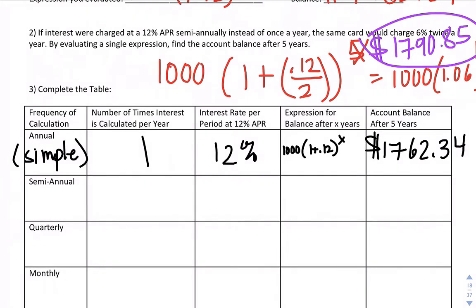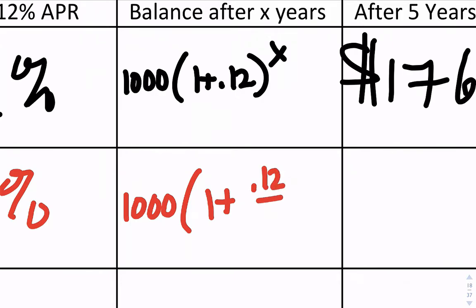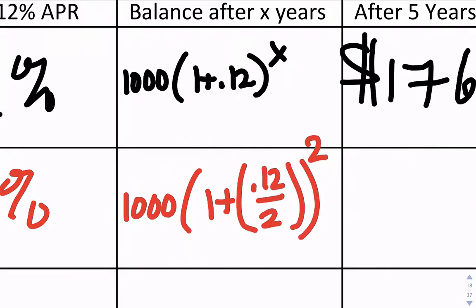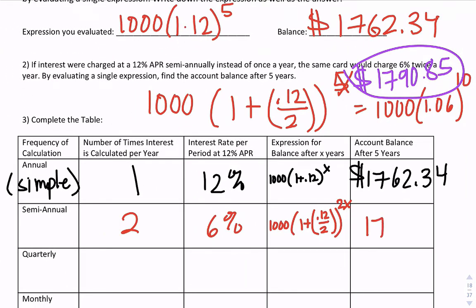Okay, and then semi-annual is twice a year. And so that's 6%. Here's the actual equation though. We have $1,000 times 1 plus the 12% divided by 2, and then it's going to be 2 times every year. And we did that, and we got 1,790.85, so slightly more.